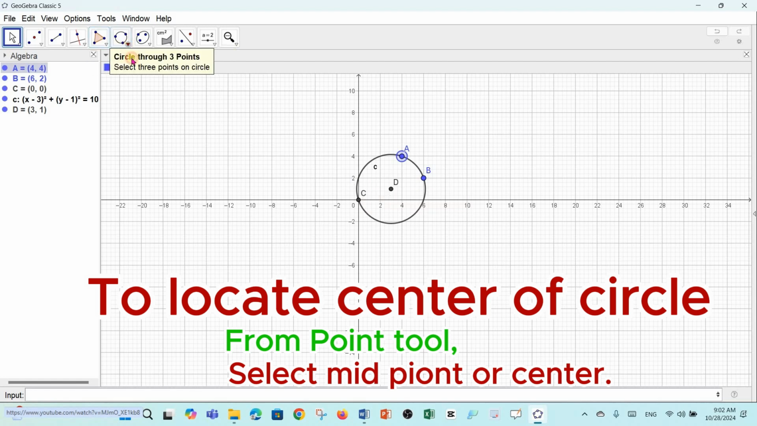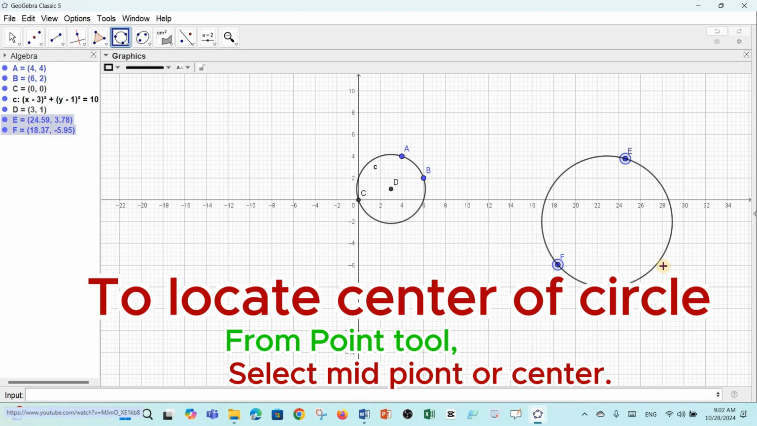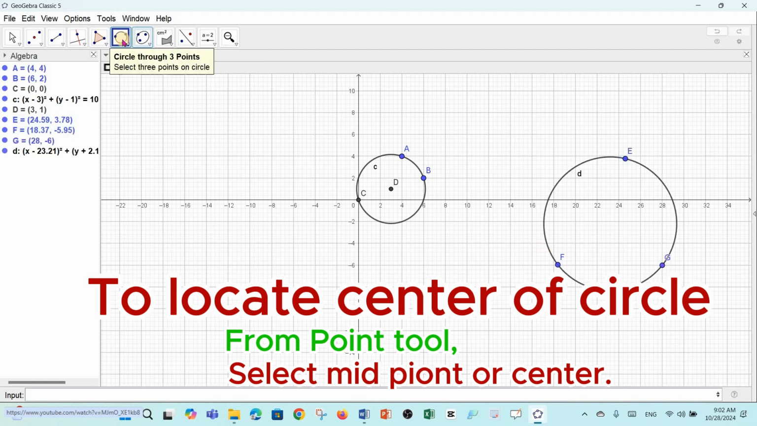Like this, we can draw a circle passing through any 3 points, anywhere. By using this also. Suppose one point is here, another point is here, another point is here. From 3 points, we can draw a circle.